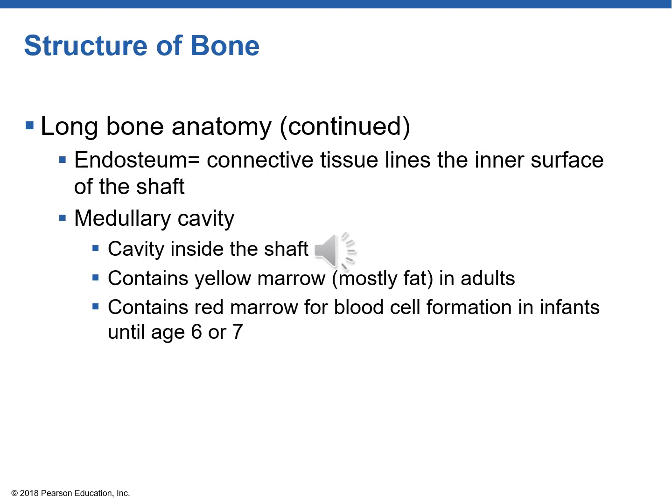And endosteum is the connective tissue that lines the inside of the long bone shaft, or the medullary cavity. And we know that the medullary cavity contains fat in adults. In children, it actually contains red bone marrow to allow a lot of production of blood cells.